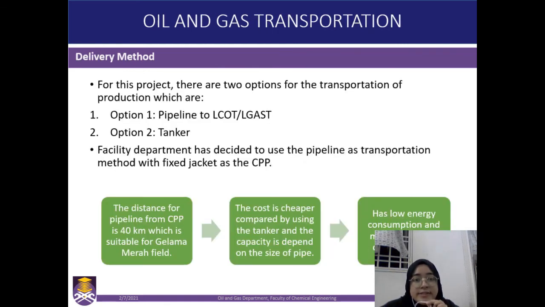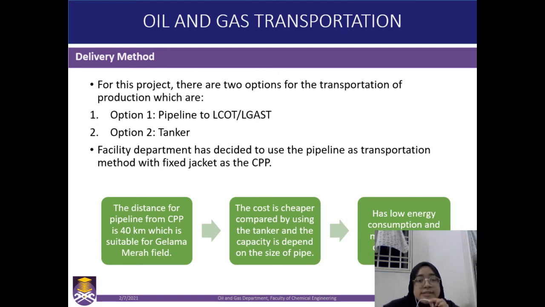For the oil and gas transportation in this project, there are two options for the delivery method. Option 1 is a pipeline to LCOT or LGAST. Option 2 is by tanker with FPSO. So the facility department has decided to use the pipelines.